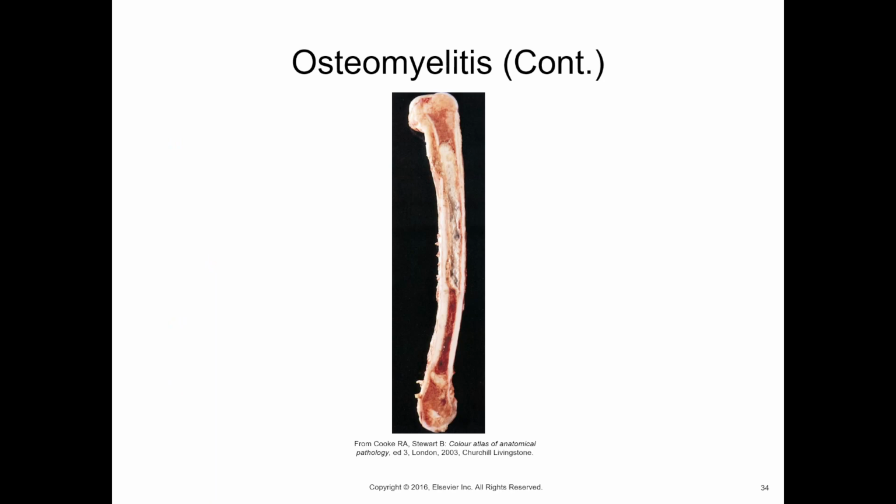So this is what an anatomical specimen with osteomyelitis looks like. This is the abscess right here. You can also see that there's damage to the bone marrow up here because this is normal red bone marrow right there.